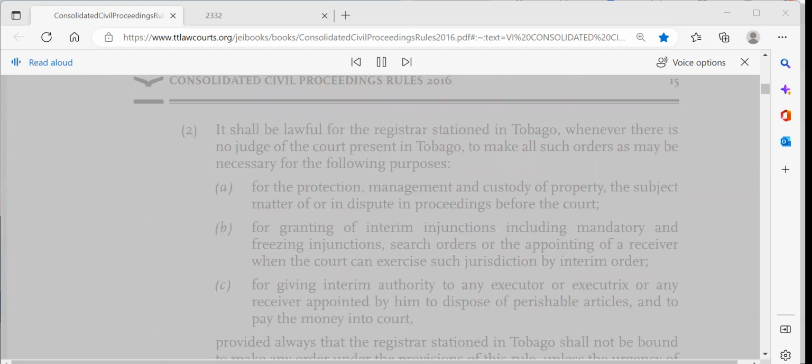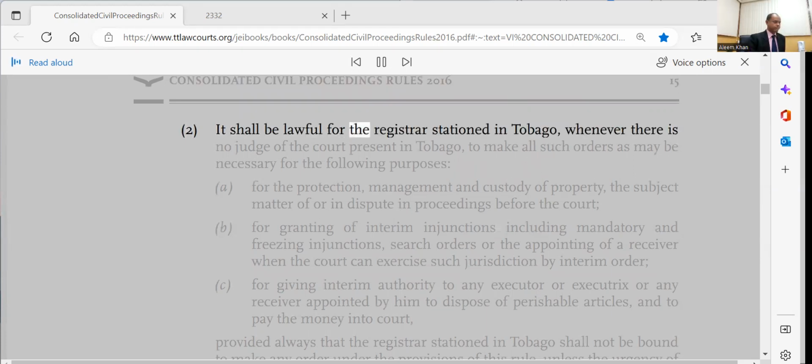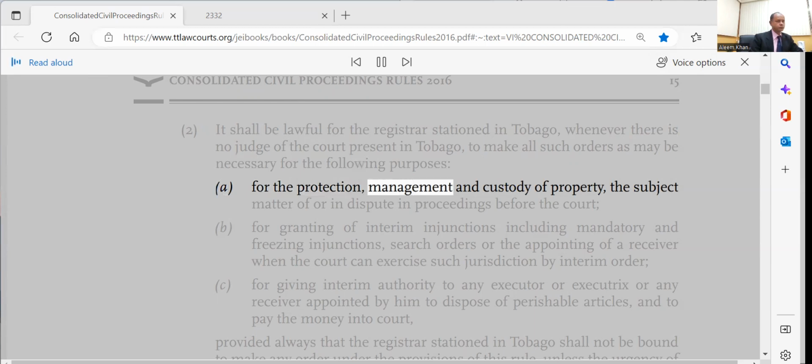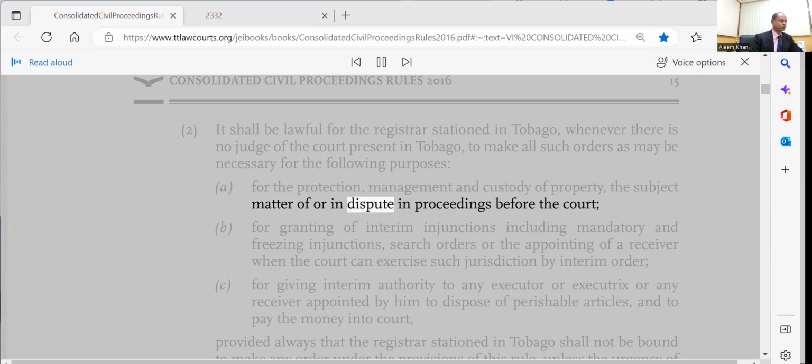Consolidated Civil Proceedings Rules 2016, 2.4a. 2. It shall be lawful for the registrar stationed in Tobago, whenever there is no judge of the court present in Tobago, to make all such orders as may be necessary for the following purposes. A. For the protection, management, and custody of property, the subject matter of or in dispute in proceedings before the court. B. For granting of interim injunctions, including mandatory and freezing injunctions, search orders, or the appointing of a receiver when the court can exercise such jurisdiction by interim order.